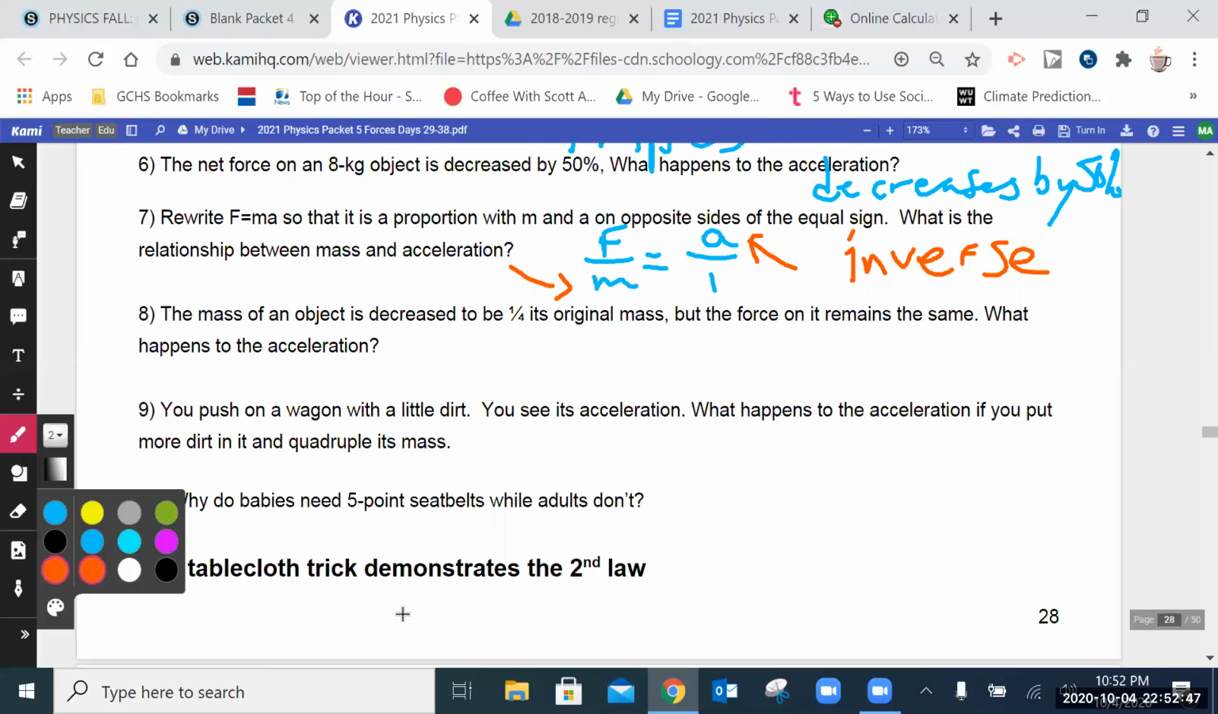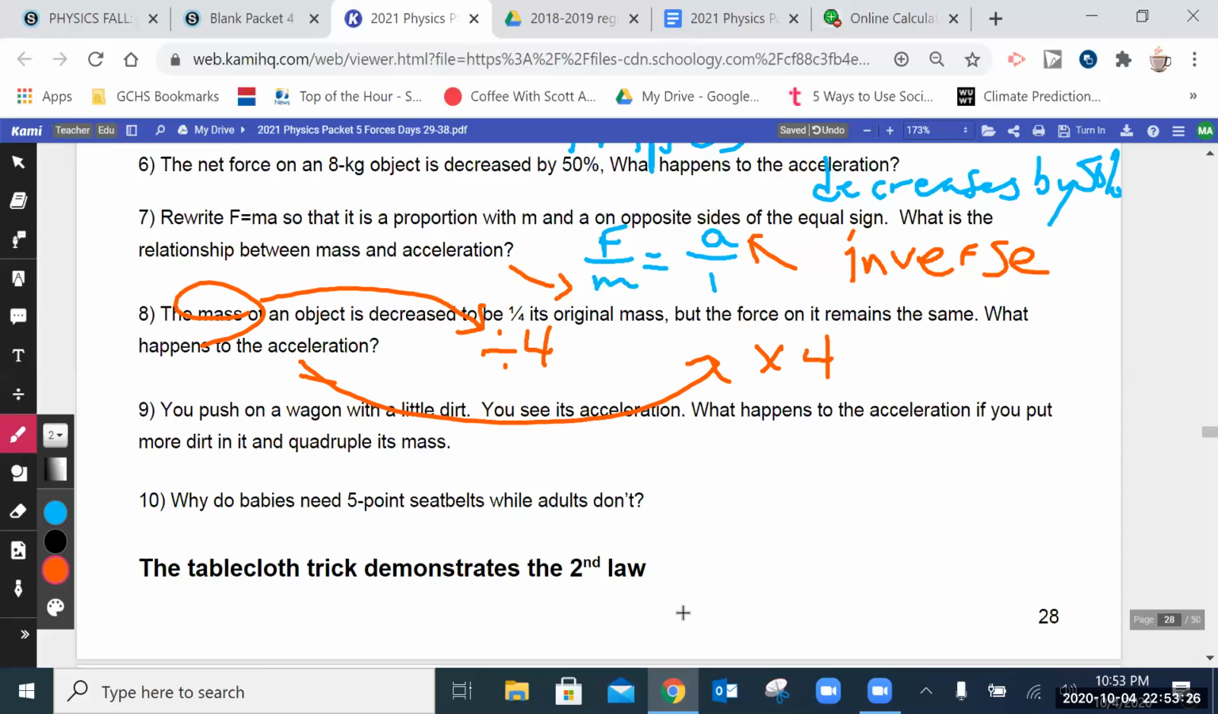Number 8, the mass of an object decreases to be 1/4 of its original mass. Now that means that it was divided by 4. Okay, the force remains the same. What happens to the acceleration? So mass and acceleration are inverse proportions. So whatever happens to one, the opposite thing happens to the other. So if the mass is divided by 4, that means that the acceleration is going to be multiplied by 4.